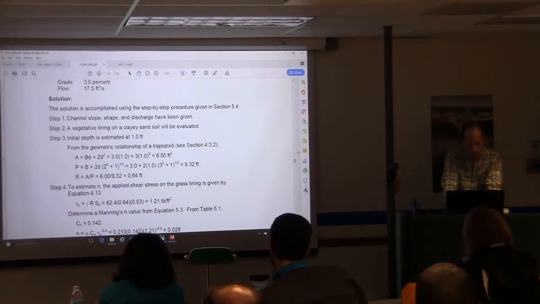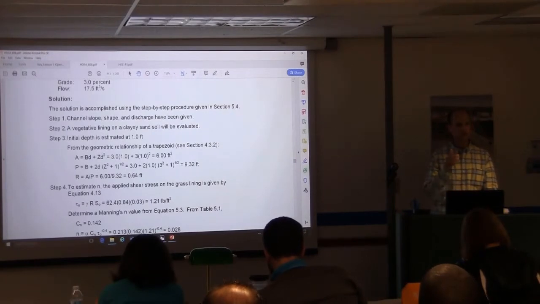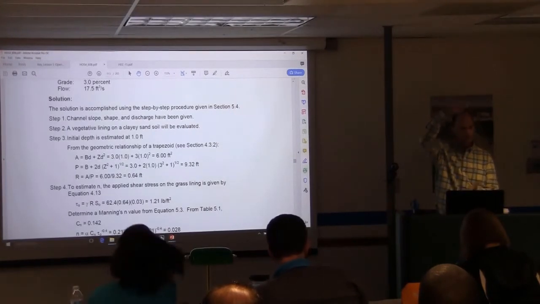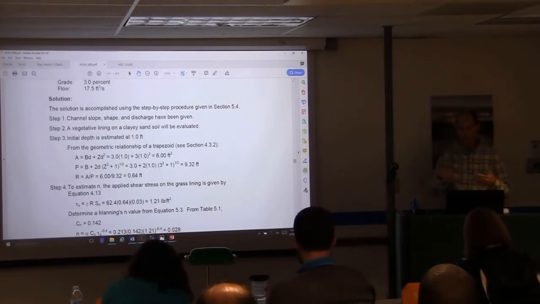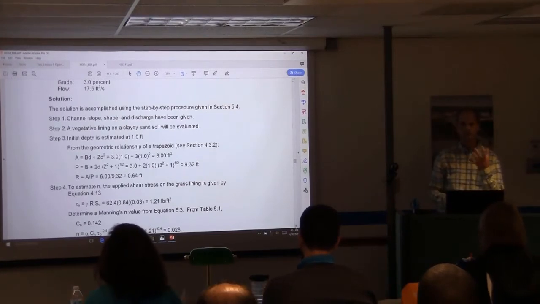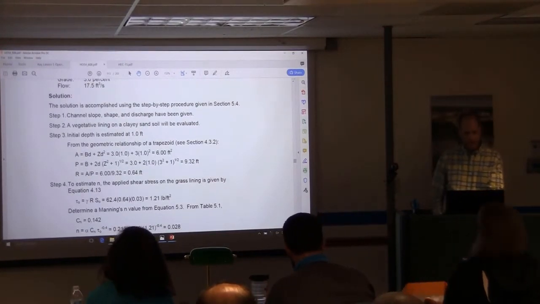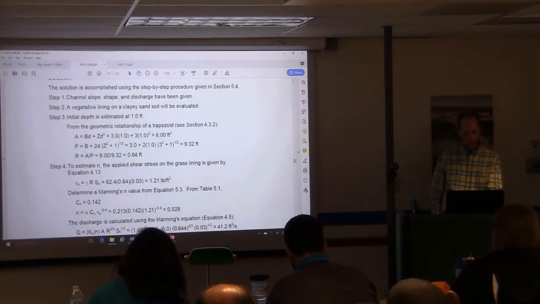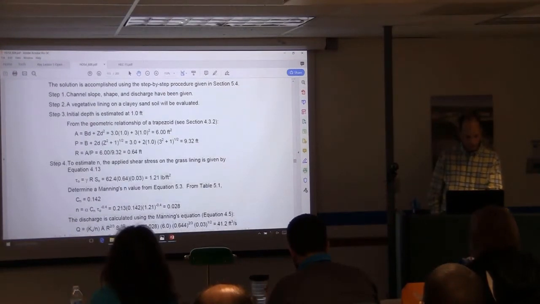So again, we need the applied shear stress, and to get the applied shear stress, we need a flow depth, right? Because we said gamma d times the slope, so we need to find the flow depth. We're using Manning's equation, so we have to calculate our area, our wetted perimeter, and we have to go through the shear stress calculation, and we see that it's an iterative process. Okay. So we initially do a guess.